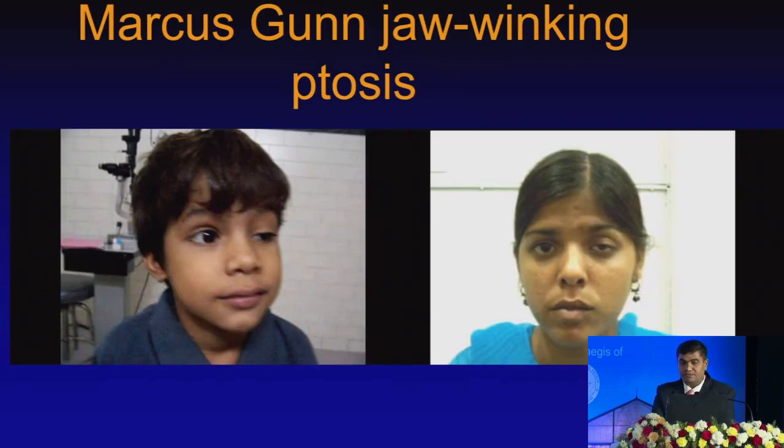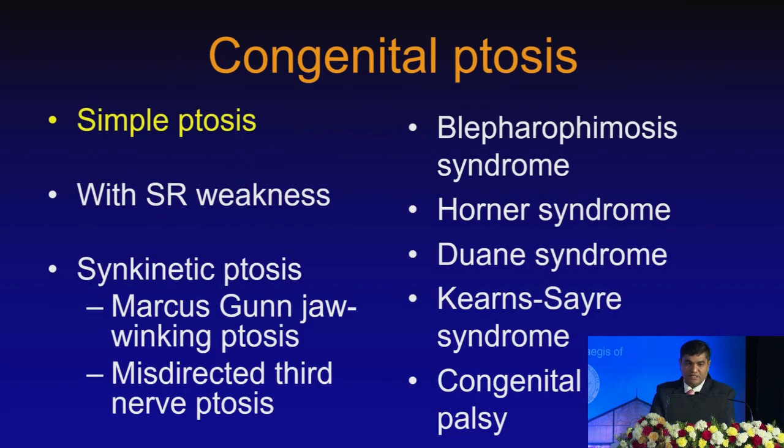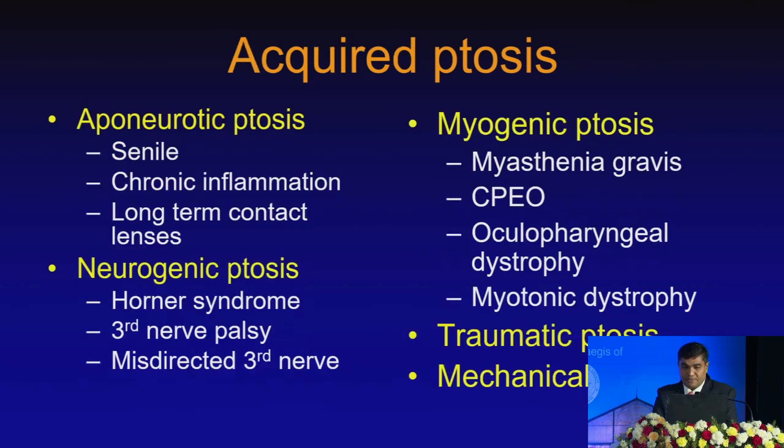Marcus-Gunn jaw winking phenomenon is very important because it entirely changes your action of surgery. Classification: is it congenital or acquired? Under congenital, simple ptosis is very common. With superior rectus weakness, synkinetic ptosis like Marcus-Gunn jaw winking ptosis, misdirected third nerve ptosis, blepharophimosis syndrome, Horner syndrome, Duane's retraction syndrome, Kearns-Sayre syndrome, and congenital third nerve palsy.